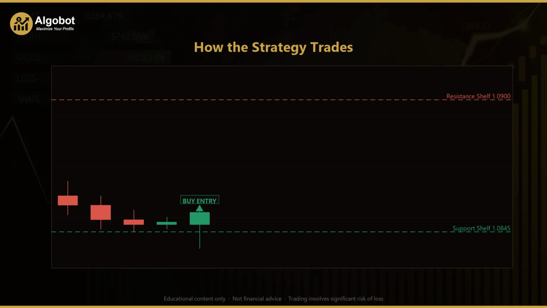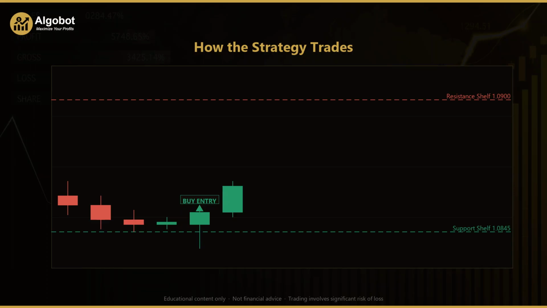Now watch the fourth candle. Its lower wick pierces straight through the support shelf, dropping to a fresh low beneath 1.0845, but the body closes firmly back above the level. That's the liquidity sweep. The long lower wick shows that sellers pushed price below support and were immediately rejected.